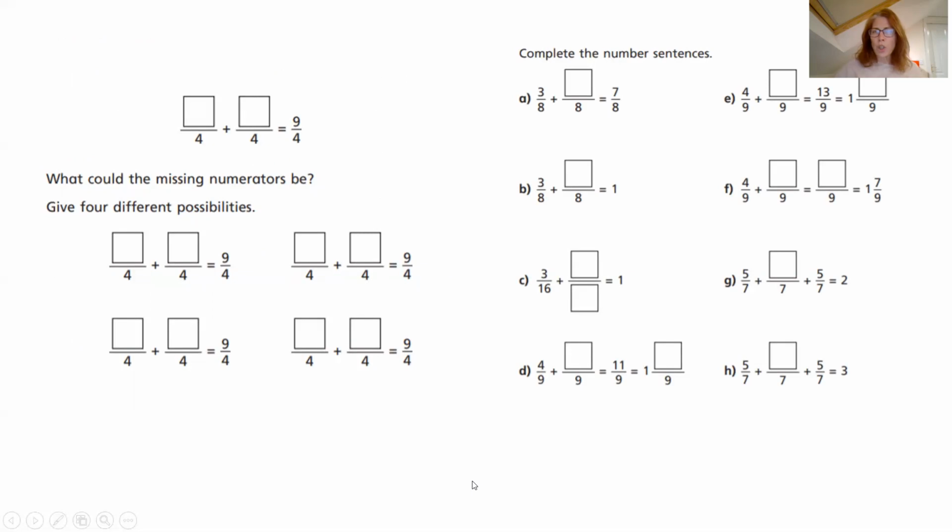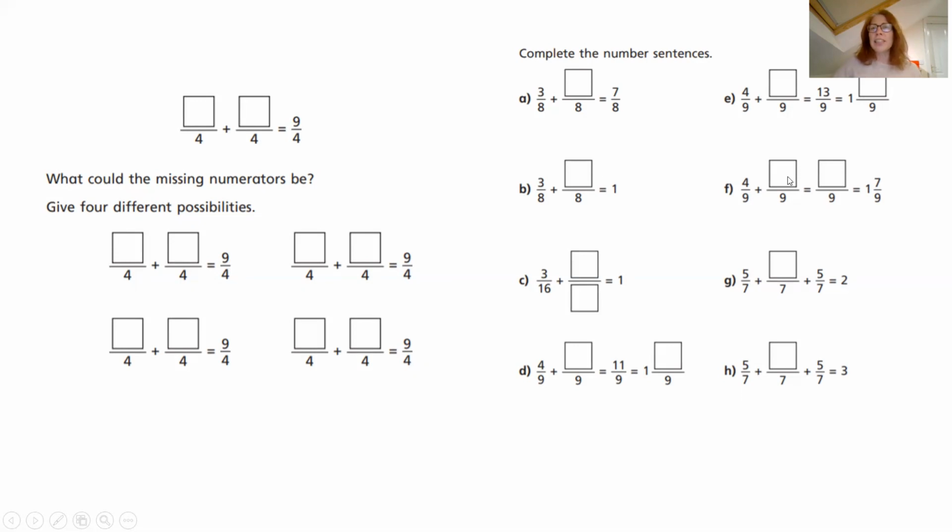So here are 2 more sets of activities that I would like you to have a go at. What could the missing numerators be? So I've given you part of a calculation here. You can see the denominator and you can see the answer. But what could be going in these boxes here? And I am looking for 4 different answers. So 4 different ways of making 9 quarters.